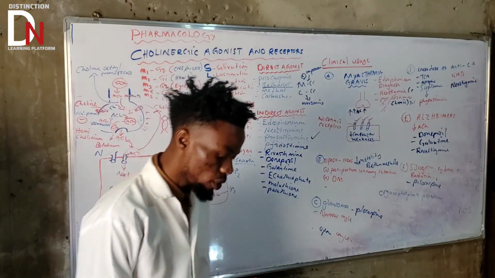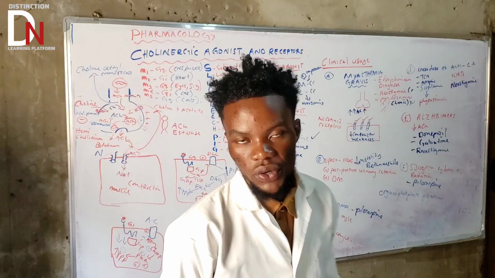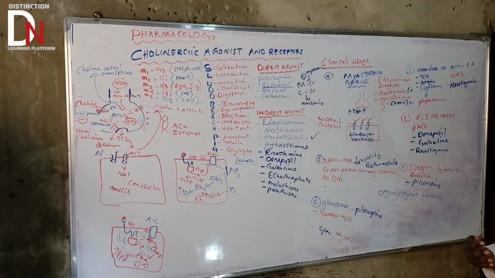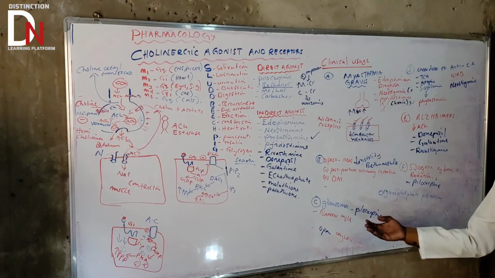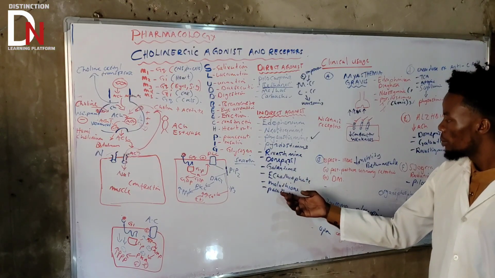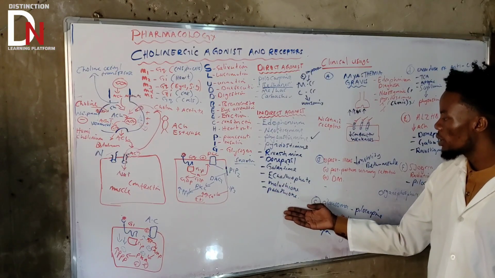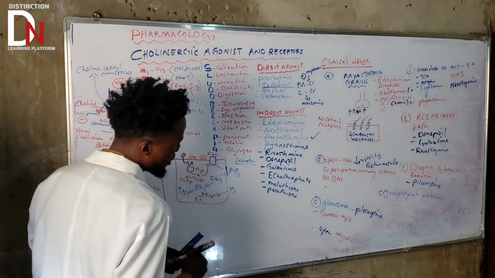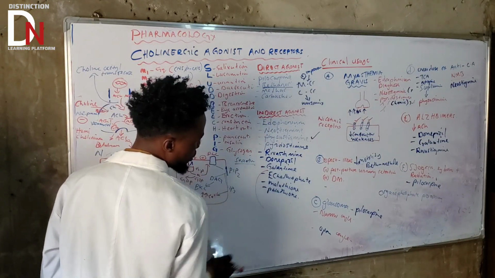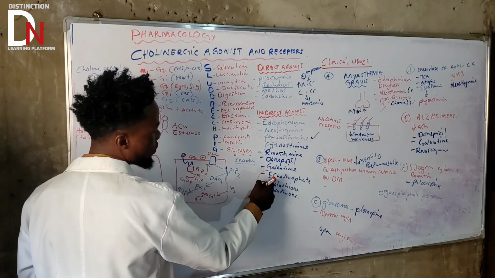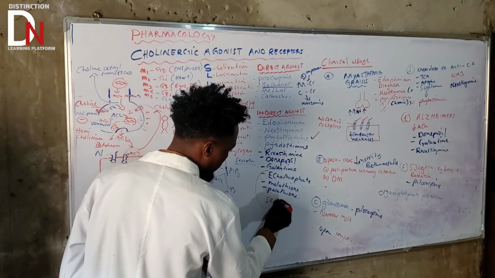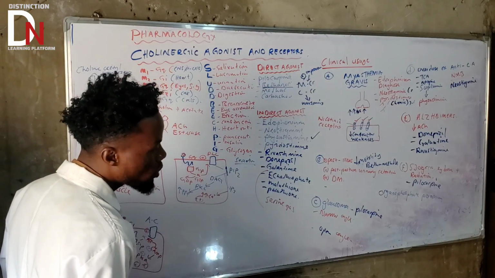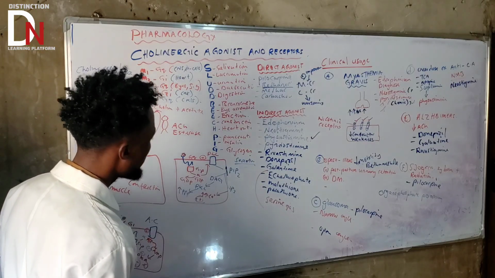Organophosphate poisoning. Last one, very, very important. Organophosphate poisoning basically happens when someone is exposed to a drug like echothiophate, or a pesticide like malathion, parathion, and also sarin gas. So let's talk about it here. These are going to cause organophosphate poisoning.